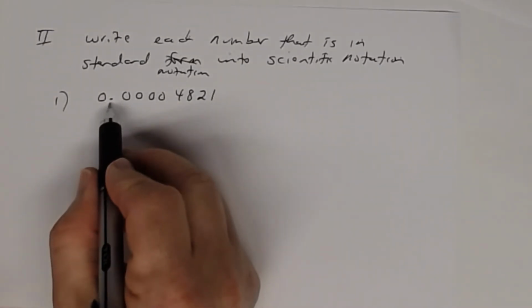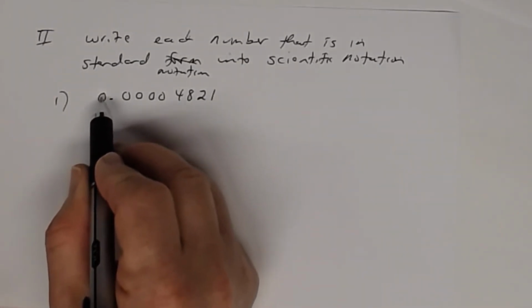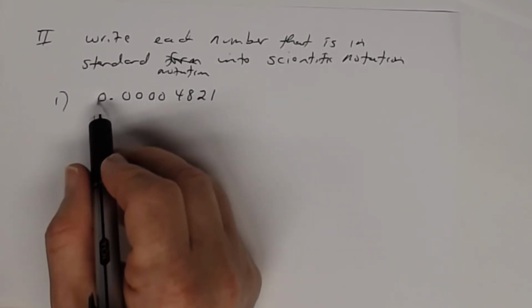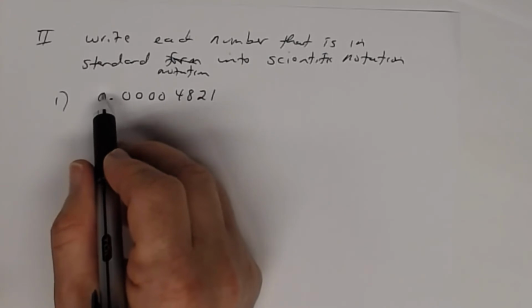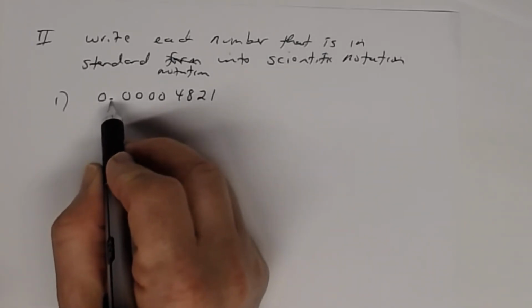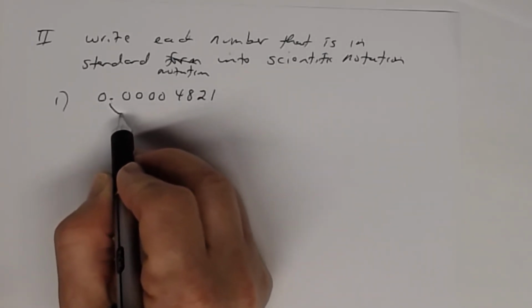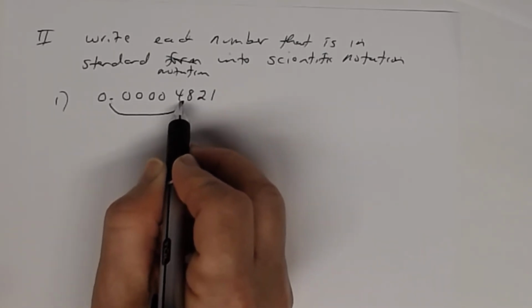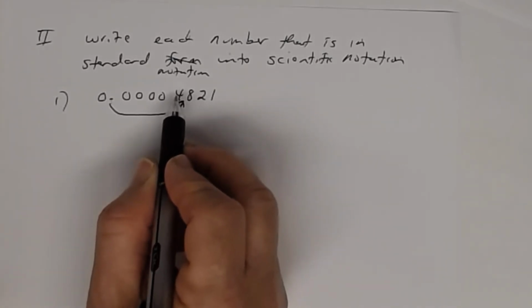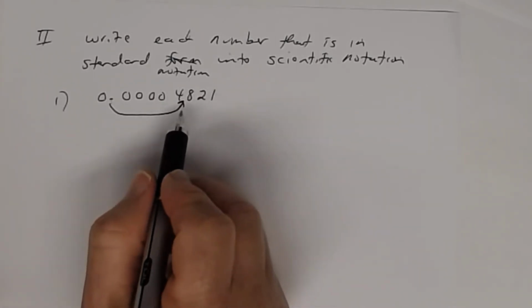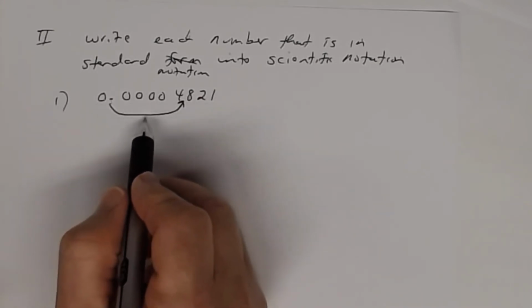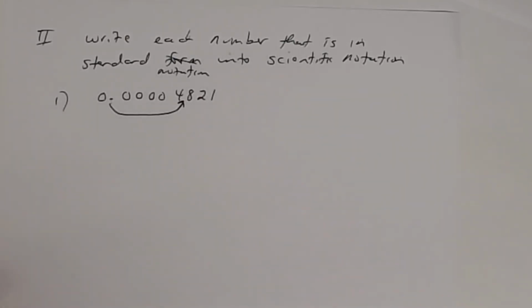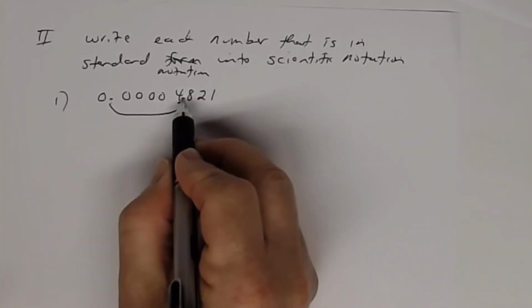So notice the digit in front of this decimal point is 0. It cannot be 0. It has to be a number from 1 up to 9. So that means I've got to move this decimal point until I get one non-zero digit in front of it. Say I've got to move the decimal point all the way between 4 and 8. So the decimal point goes here, right?